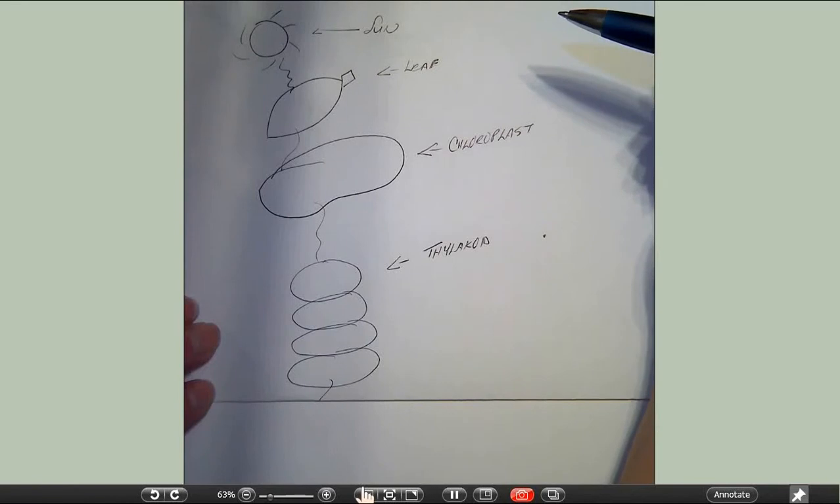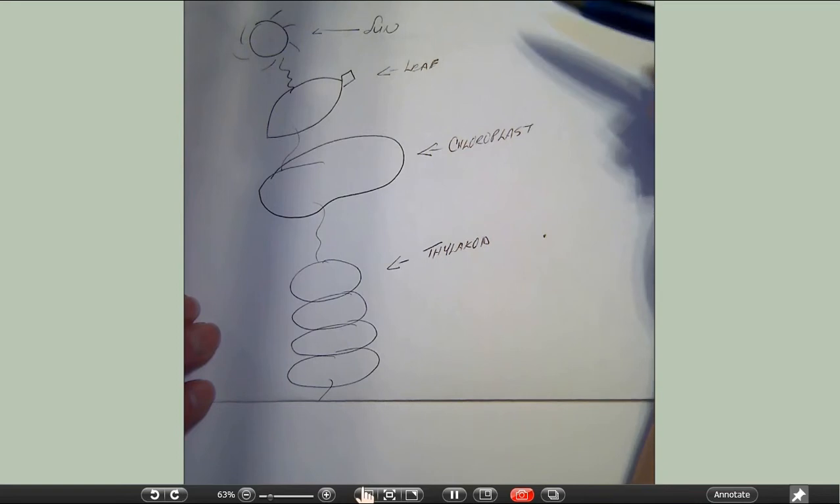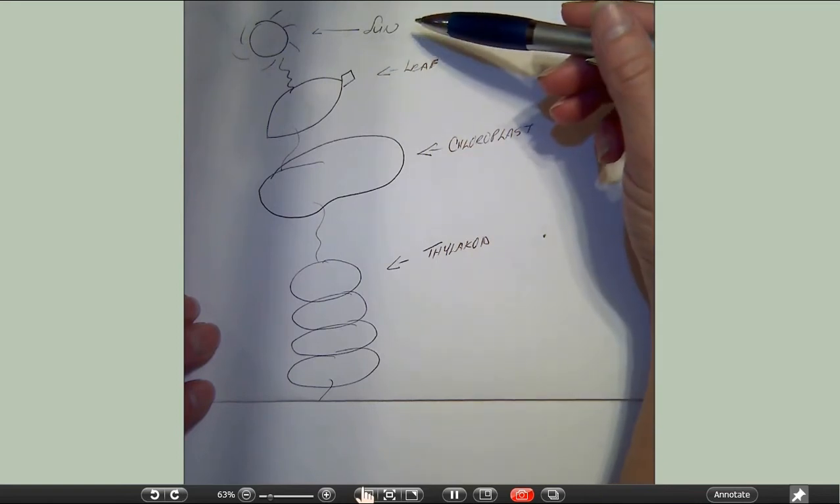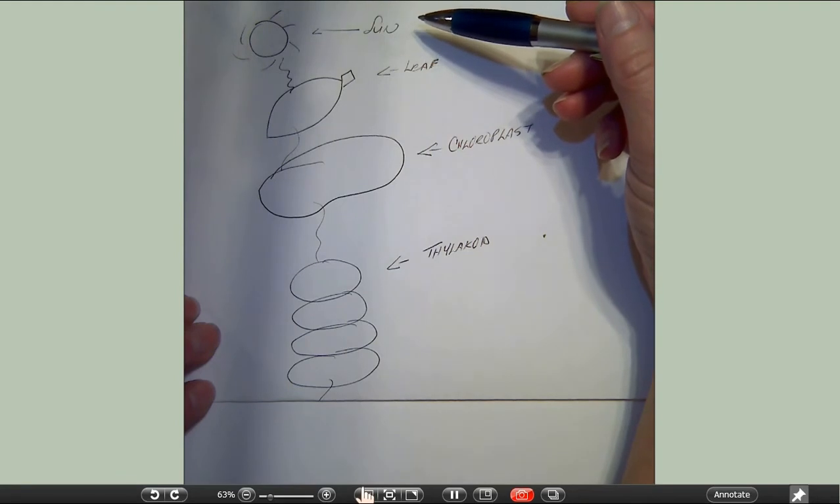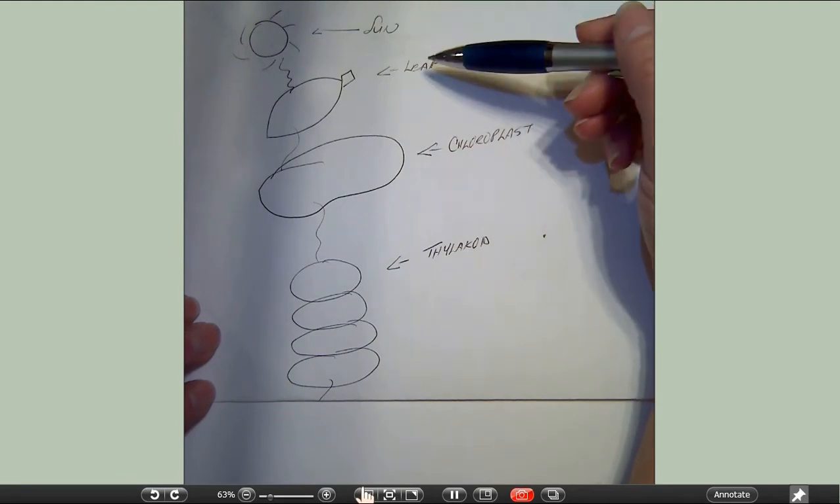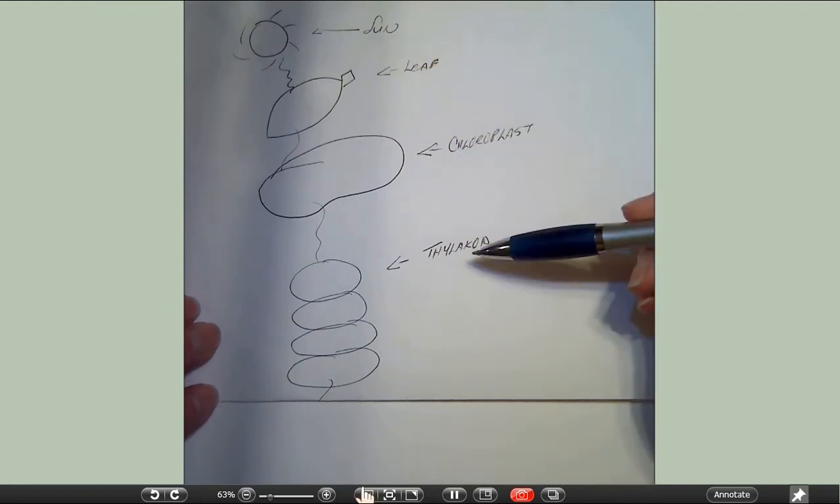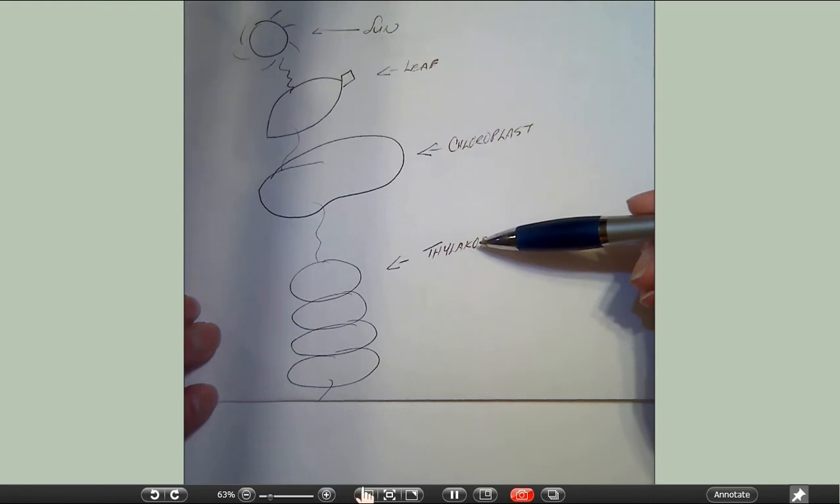This is going to be a summary of non-cyclic photophosphorylation. We're going to begin with the sun because everything in living things begins with the sun, particularly when we're talking about photosynthesis. The sunlight is going to hit the leaf. It will go into the chloroplast and into the organelles inside the chloroplast called the thylakoid. Everything that we're going to talk about in non-cyclic photophosphorylation is going to happen in the thylakoid.